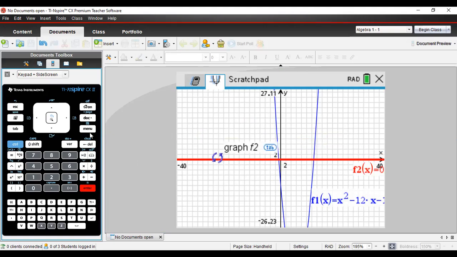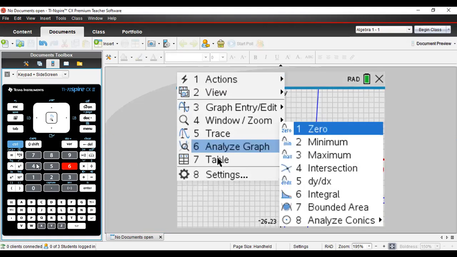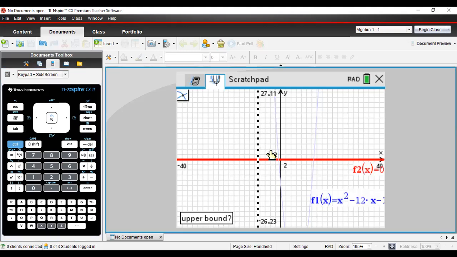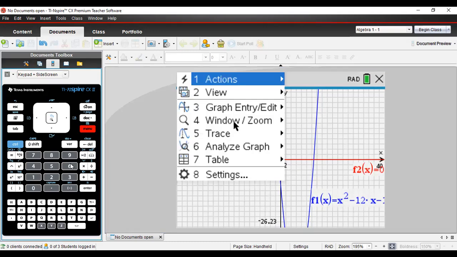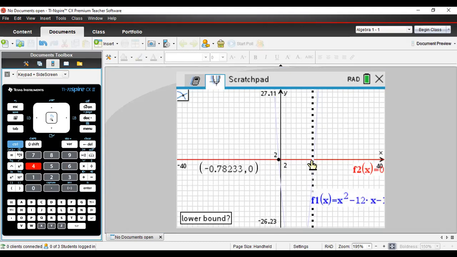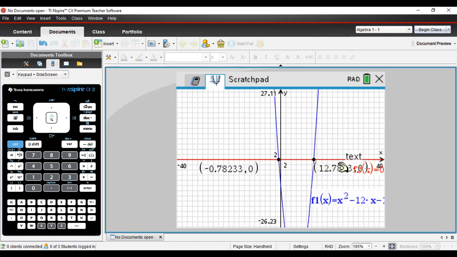Let's find them. We're going to do menu 64, start on the left, pull it to the right. This is one solution. This is about negative 0.78. Let's do menu 64 again, and then the right side. Here's the other solution. Looks like it's about 12.78. This one is negative 0.78. So we got two solutions. Doesn't matter which one we use.